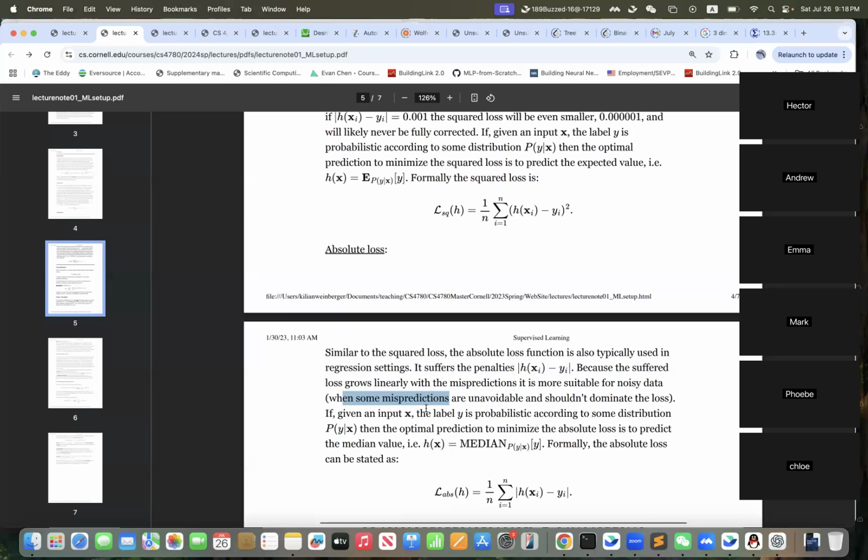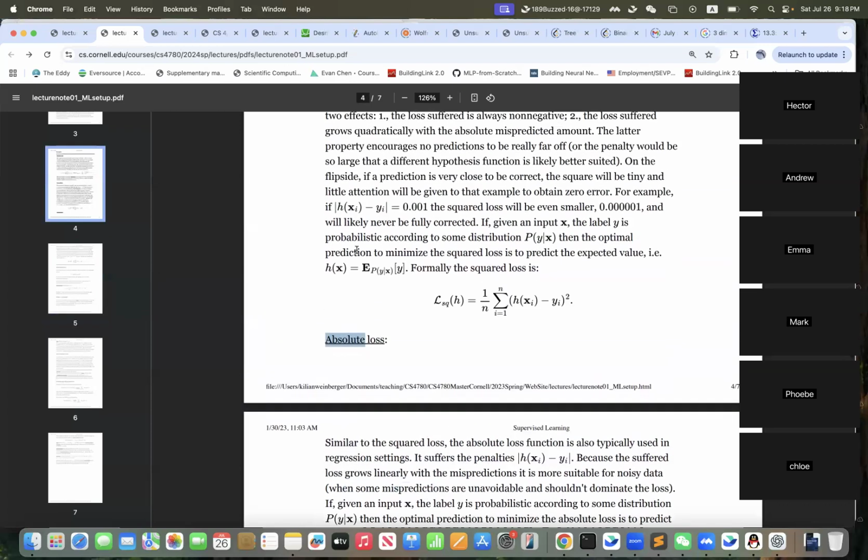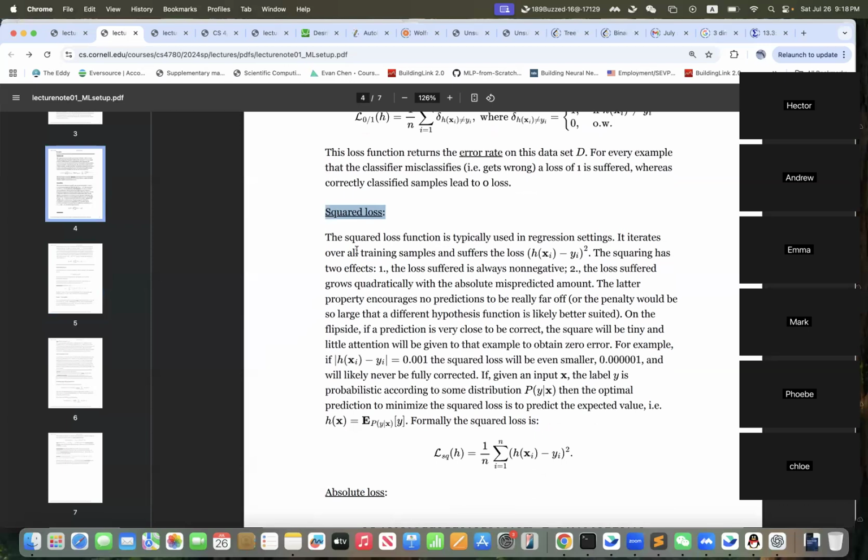So we may have too few feature dimensions, and we omit some crucial features. In that case, mispredictions are also unavoidable. So actually, in most cases, mispredictions are unavoidable, right? So whether to use absolute loss or square loss really depends on how you want to build a model.